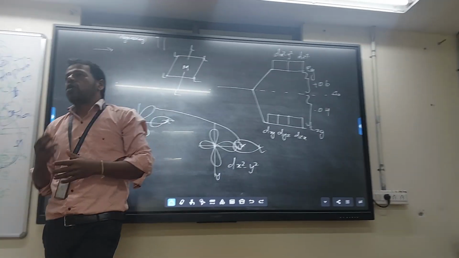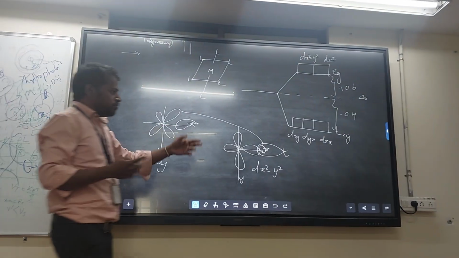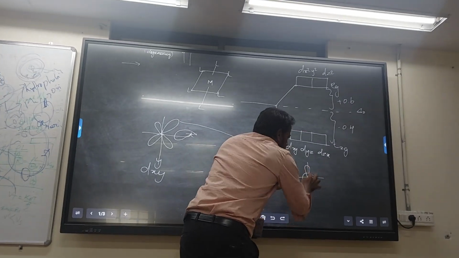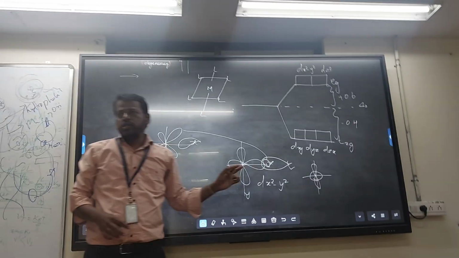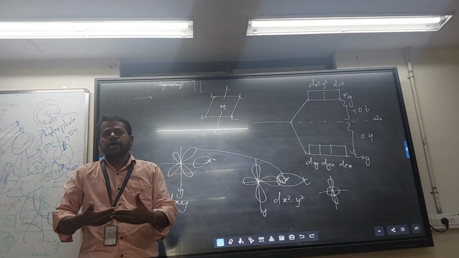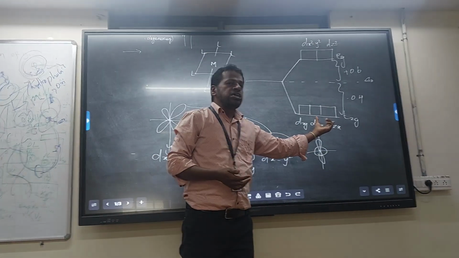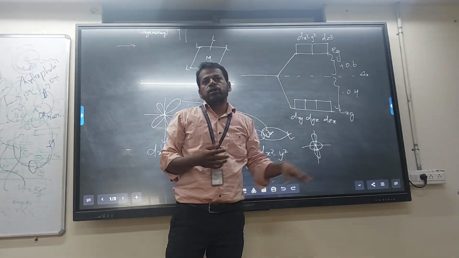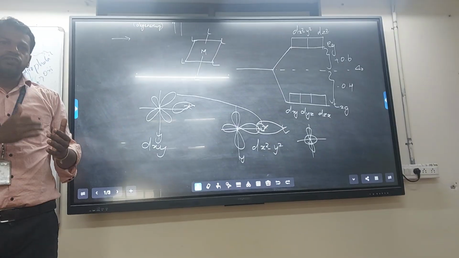Along the axis, how many orbitals are there? Two orbitals, dx square minus y square, and similarly the dz square orbital is also present along the axis. Therefore, this is higher energy. That means it won't share along the axis. Anyhow, if all the electrons are filled in the t2g, there is no other way; we have to fill the electrons in the eg orbitals only. So that is the concept. Why lower energy? Why higher energy?